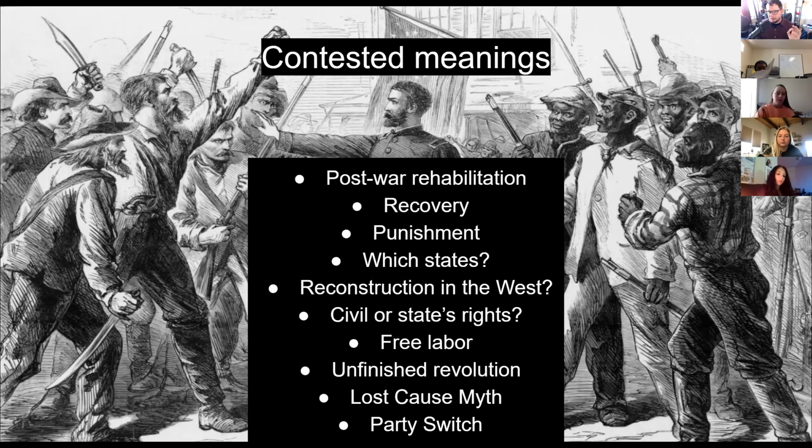And in 1865, Lincoln very clearly stated what he wanted for what Reconstruction would be.